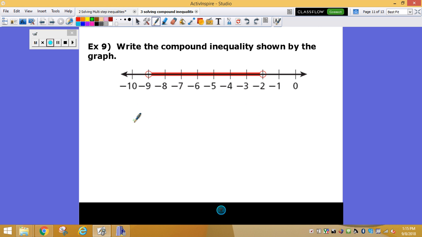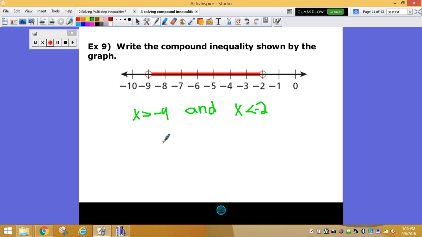So let's do one more like this. I'm going to do it both ways again. It's shaded in the middle, so you could use the word and. Over here, it's shaded to the right, so I'd do it to the right. It's a -9, and it's an open circle, so I don't need a line. This one is shaded to the left, so I'd make my arrow go left. It's at -2, and it's an open circle, so I don't need a line.